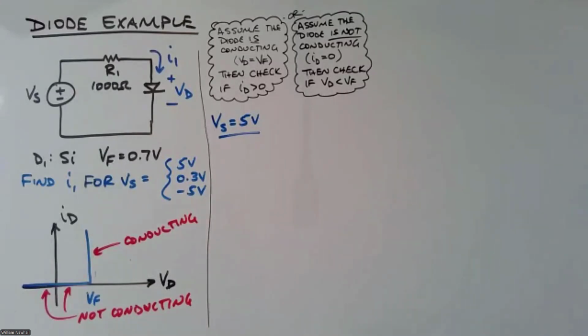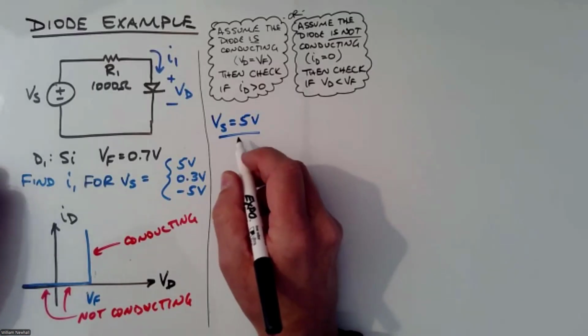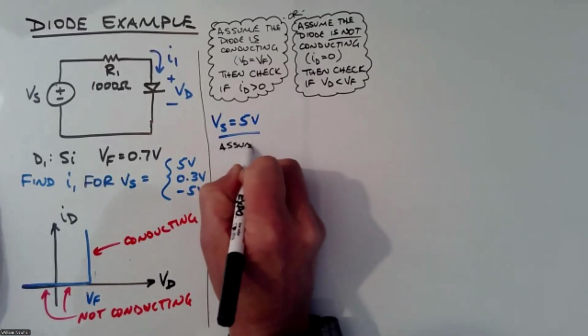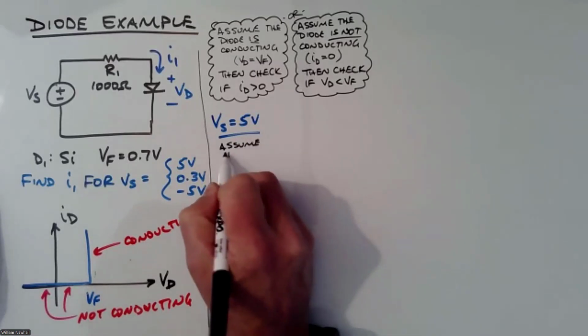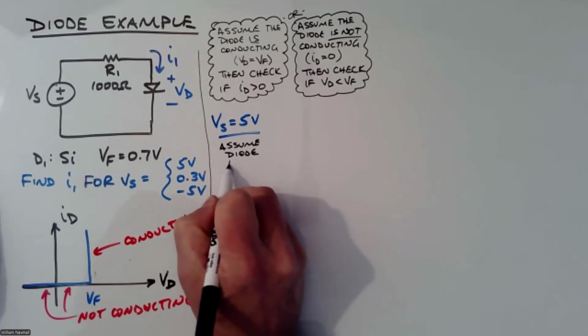But let me make the opposite assumption. Let's just see what happens if I make what will turn out to be the wrong assumption. Let's assume that the diode is not conducting.